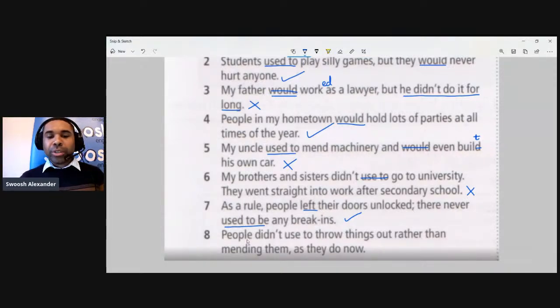And finally, people didn't used to throw things out rather than mending them as they do now. Any comments on this? To number 8, what do we think? Is number 8 correct? Yes, it is. Again, referring to habits from the past, in this case negatively, something that didn't happen, didn't used to throw things out as they do now, comparing it to the present. So this is a routine in the past that was different to the present.